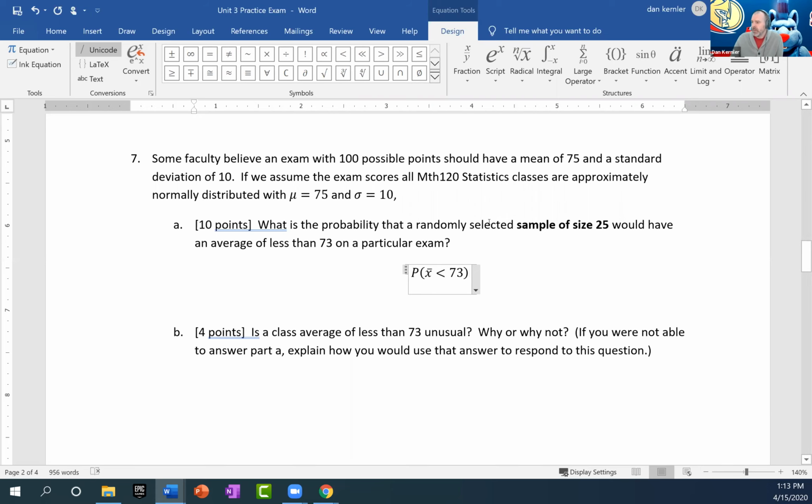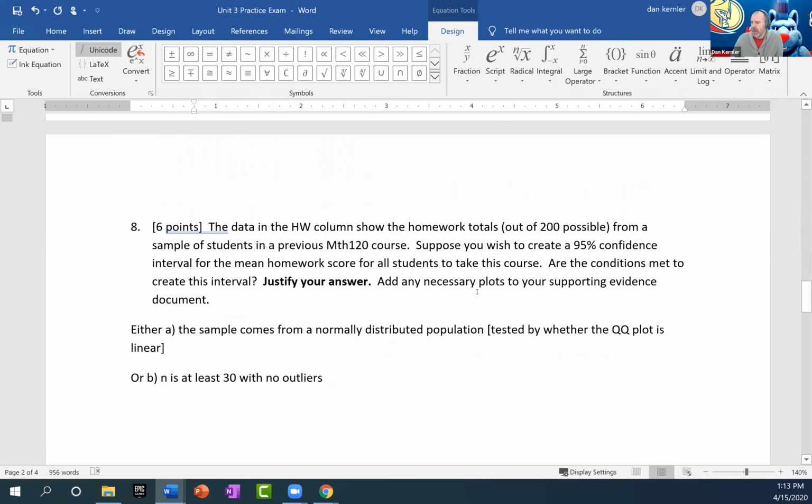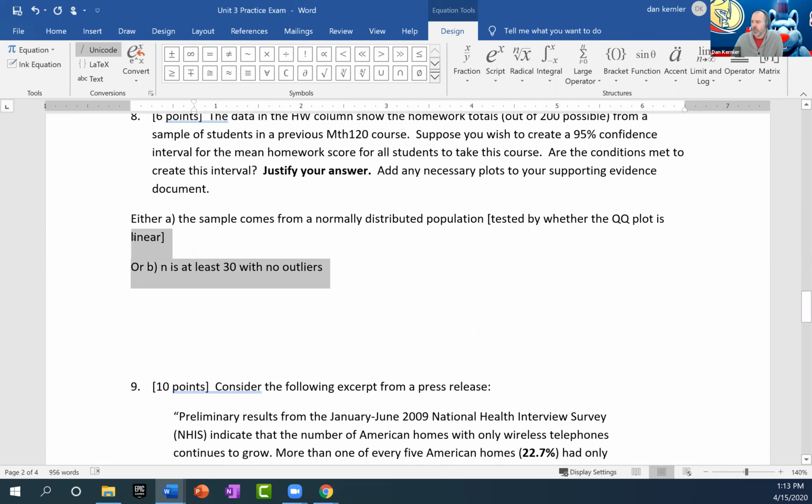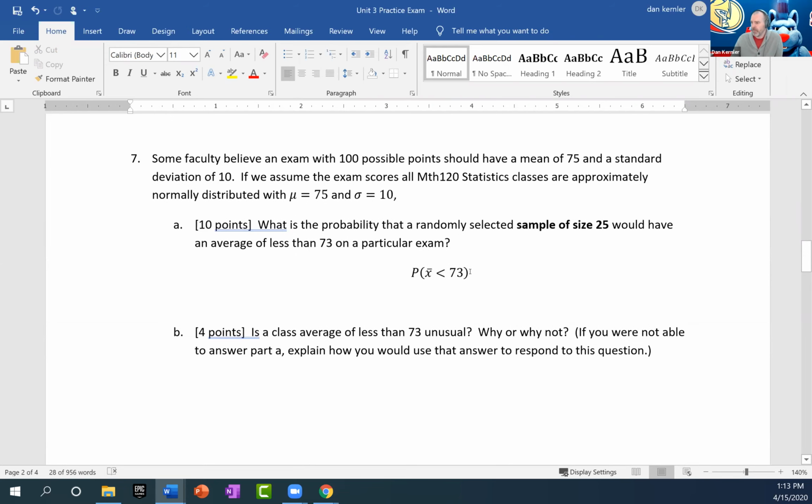let's see, going back up to the one we just did. Are the conditions met? We have to have n at least 30 with no outliers, or our sample has to come from a normally distributed population. So if we go up here, we assume the exam scores are approximately normally distributed. We only have a sample size of 25, but they are normally distributed. So that means the means will also be normally distributed.